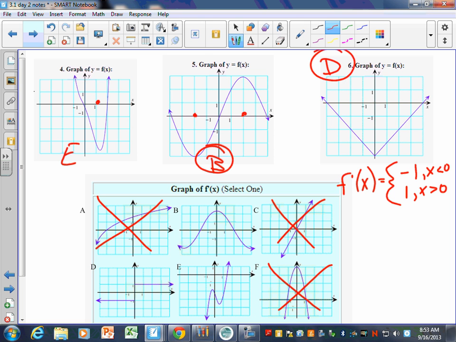And on your homework today, when they ask you to make your own derivatives, they should be straight lines like that. They're not going to make you do anything else right now because we're not there yet. Eventually we will be.